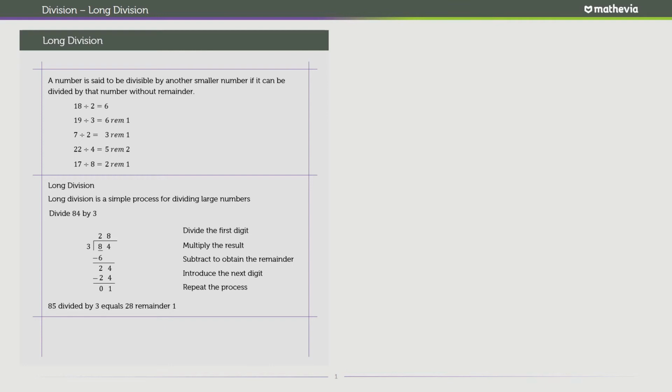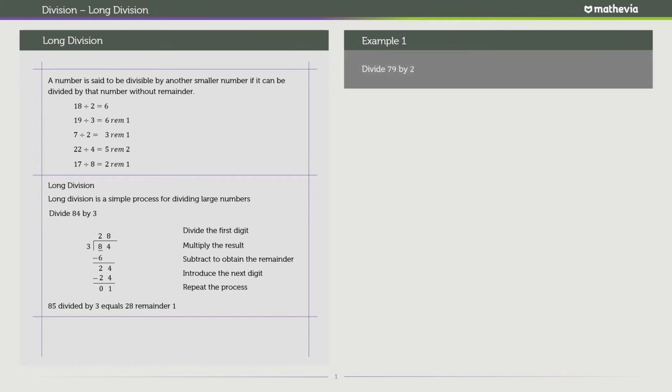And remember, you should be writing. It's very important that you're writing this down. And here, let's do another one. We have divide 79 by 2. We have 79 inside the bracket, 2 outside the bracket.